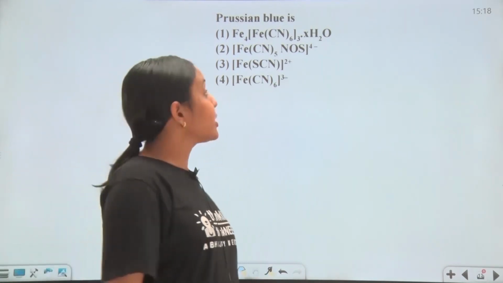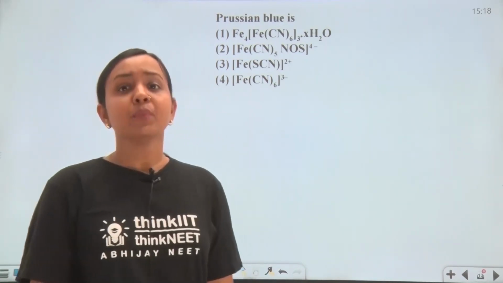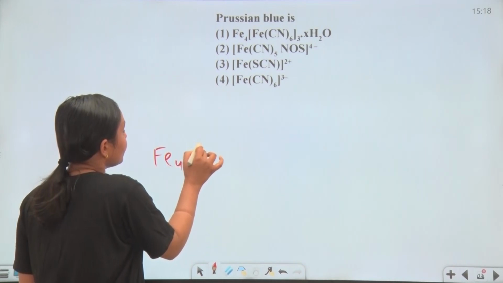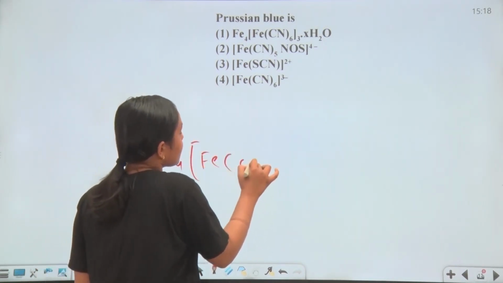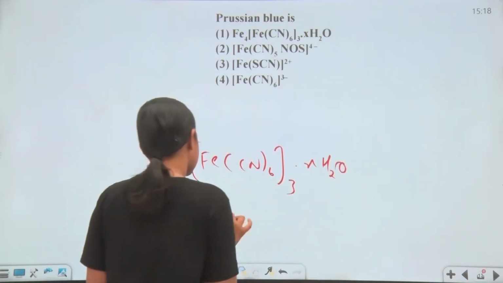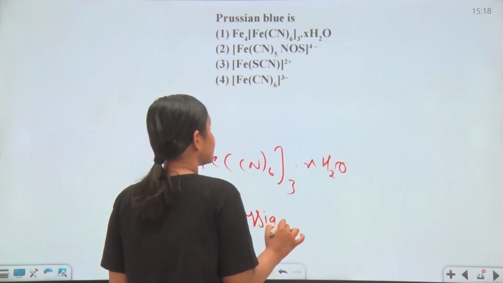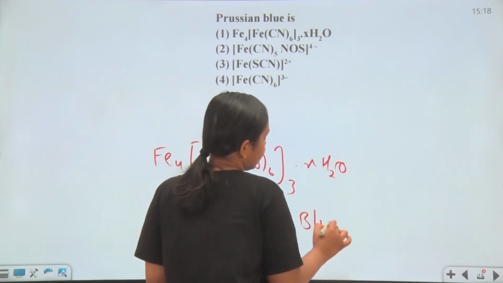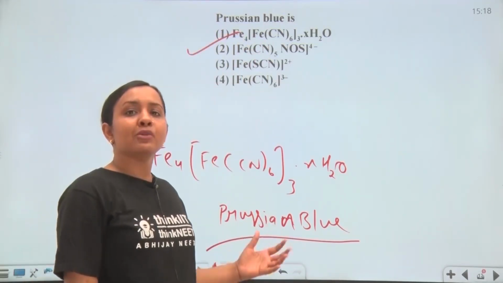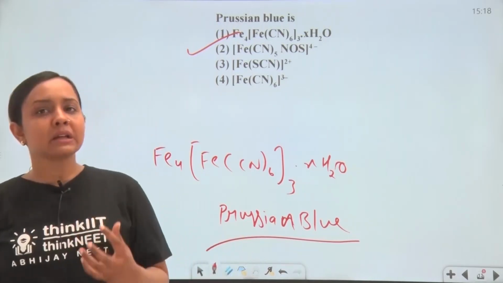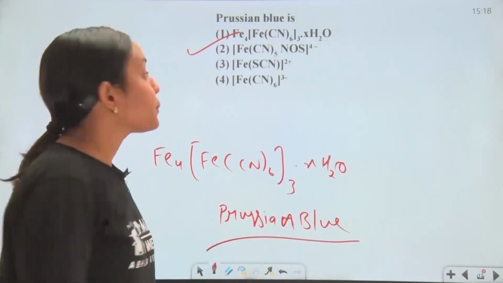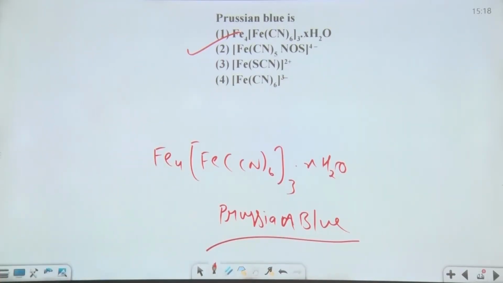Hello dear students, our next question is Prussian blue color is, right? So first of all, student, if we are talking about the Prussian blue color, this Fe4[Fe(CN)6]3·xH2O compound is Prussian blue in color, right? So option 1 is the correct answer. And this complex compound is formed when the organic compound contains nitrogen and it undergoes the Lassaigne test for the detection of nitrogen. So option 1 is the correct answer.